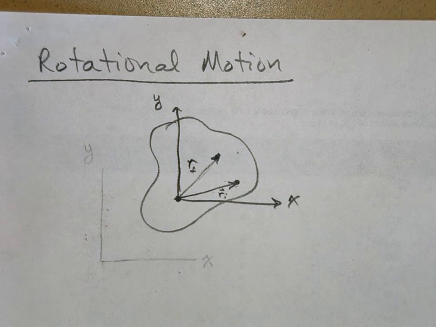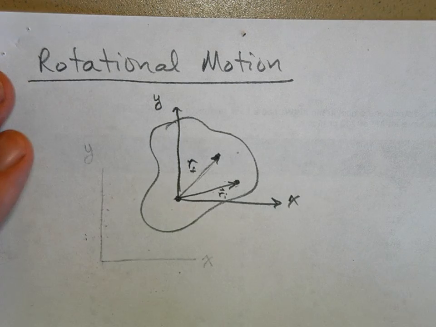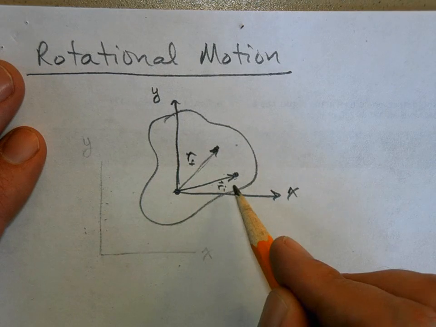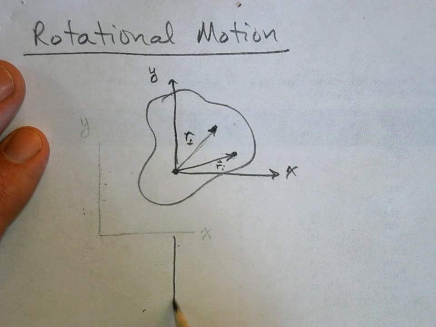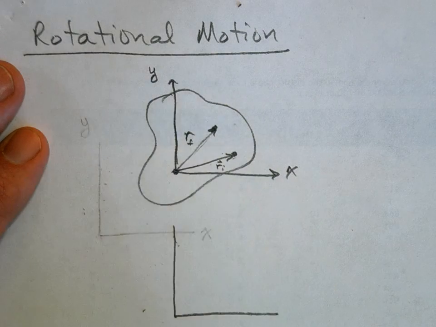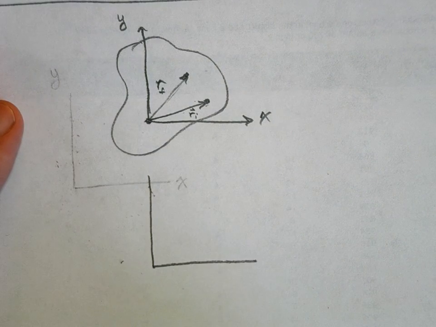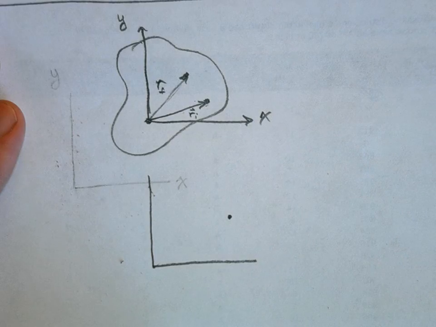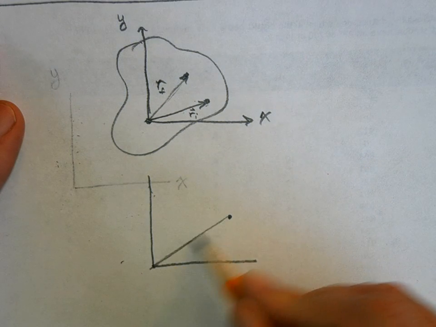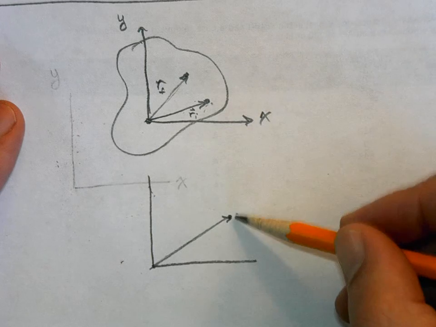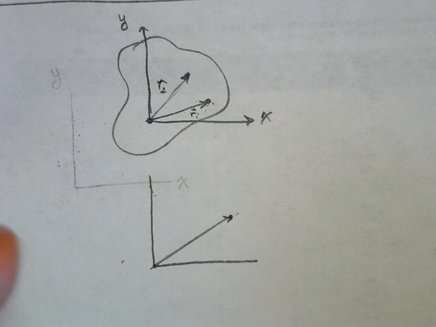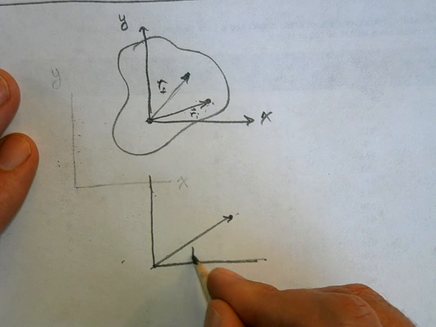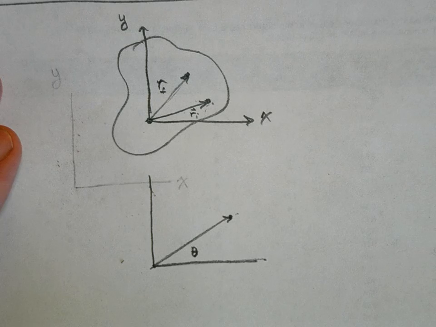And we need a way of explaining what's going on here, of describing where this object is if it's spinning. So let's get even simpler here. Let's move off the object and just look at a single point. Here's my object in space. Now, here's that point, I just moved it down here. It has what we call an angular position. That is, where is it in terms of the x-axis here? And we're going to call that theta. And that is its angular position.